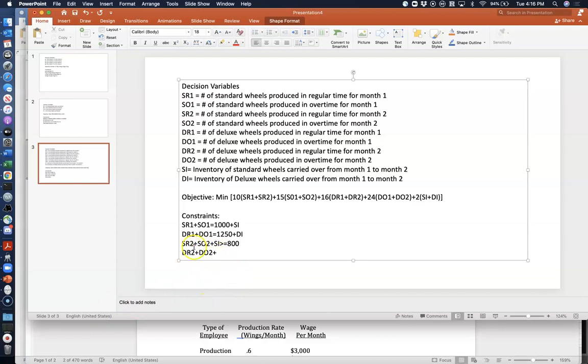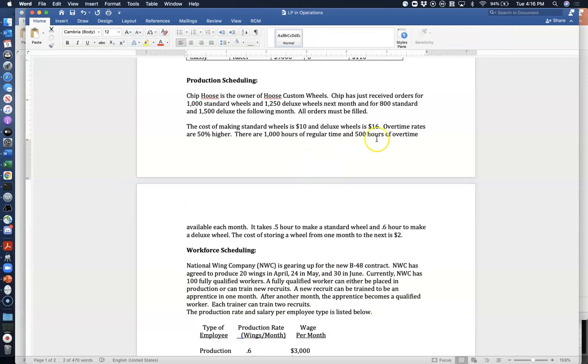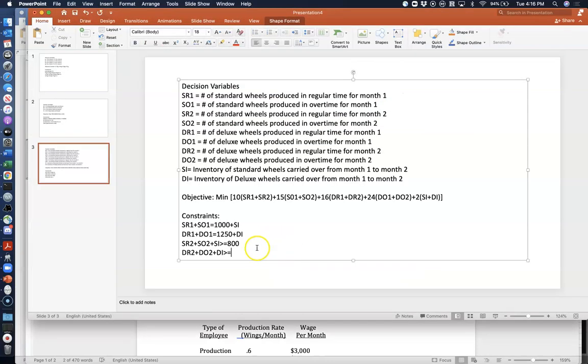So the total number of deluxe wheels in the second month should be enough to satisfy the demand for deluxe wheels in the second month, and that is 1500. So you need 1500 deluxe wheels in month two. It has to be enough to satisfy 1500. So these are the inventory and demand constraints.